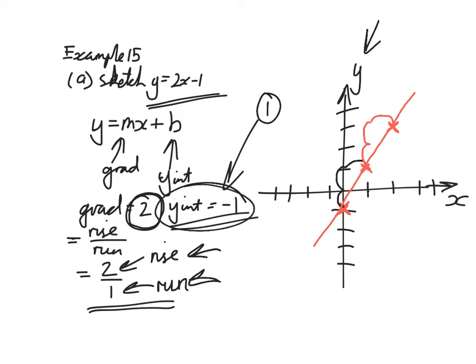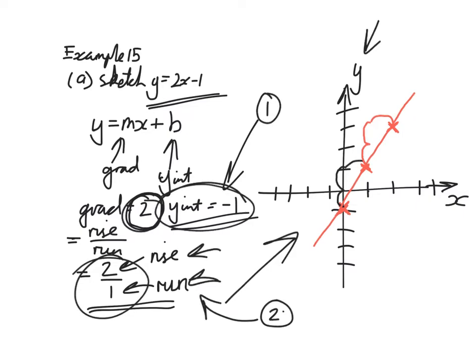Firstly, find the y-intercept. Secondly, find the gradient. Convert it into a fraction if it's not already. And then first plot the y-intercept, and then, so I'm going to put in number 2 in here, do the gradient from there on. Okay, let me do the next example.